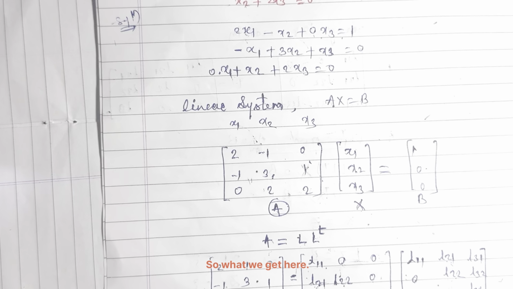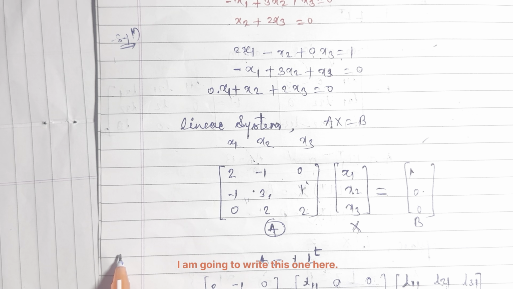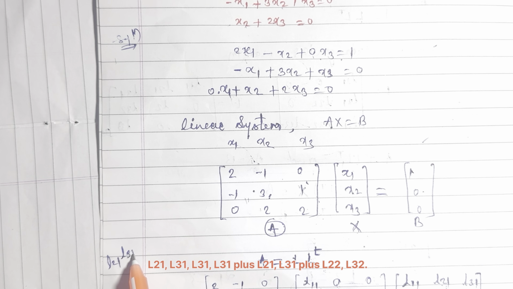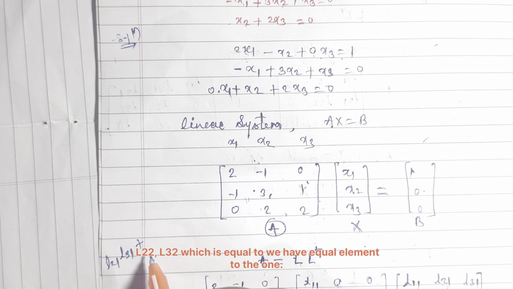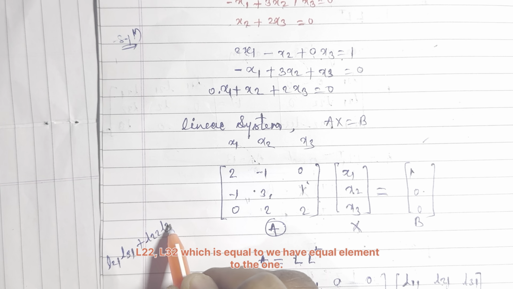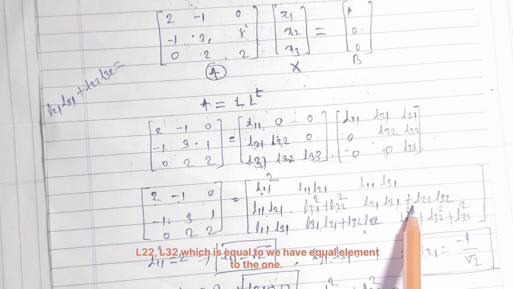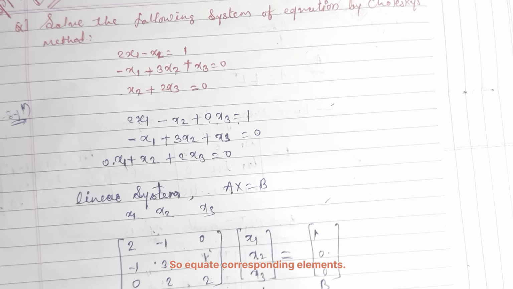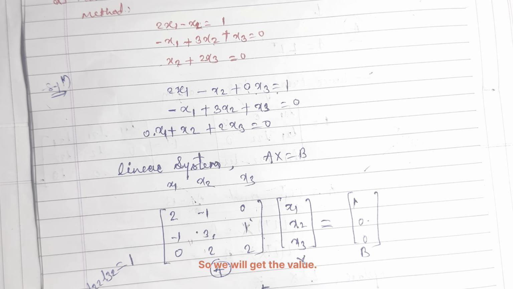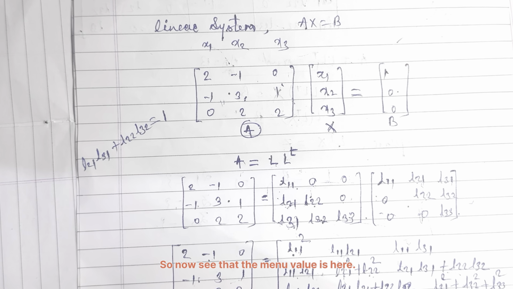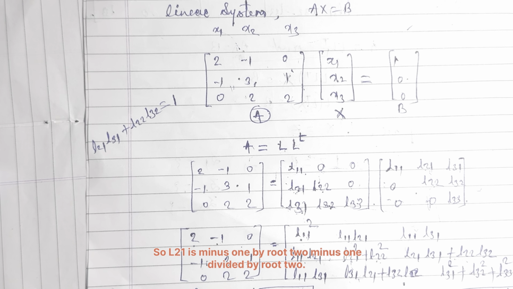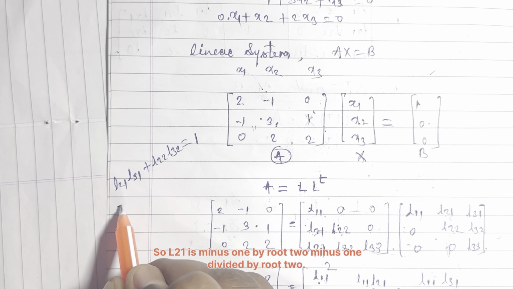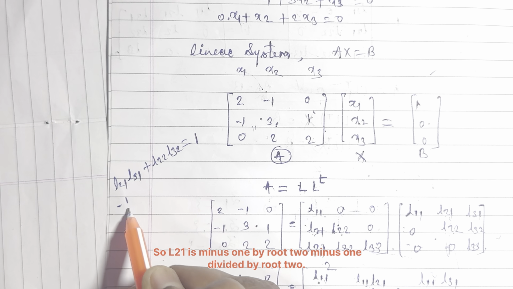So what we get here, I'm going to write this one here: L21 L31 plus L22 L32, which is equal to the corresponding element, 1. So equate corresponding elements, and we'll get the values. Now see the many values we have here, replace them here. L21 is minus 1 by root 2, minus 1 divided by root 2.